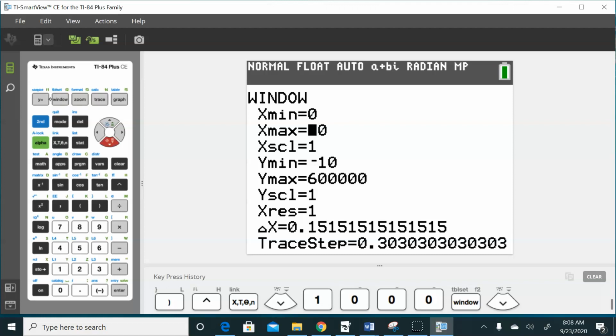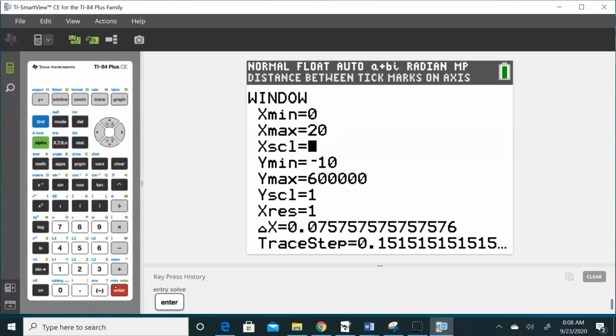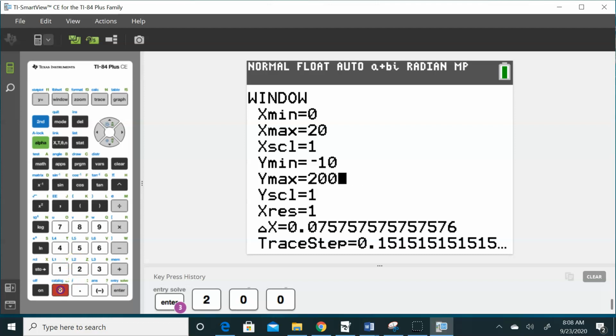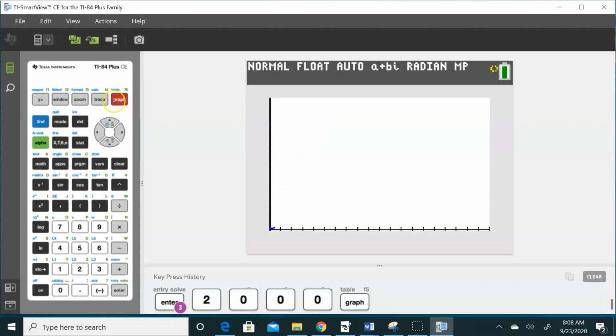I can make it even less. I can make it 20 years, because in 19 years I had 6,000 deer. And I want 1,000 as my deer, so 600,000 is a little bit too much. I'm going to make it 2,000. And I hit graph, and I see there's the exponential growth, and there is my y equals 1,000 horizontal line.